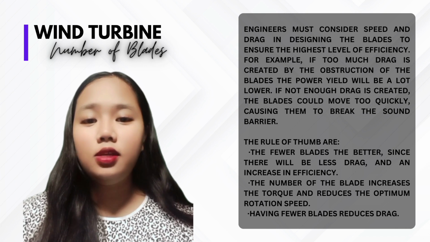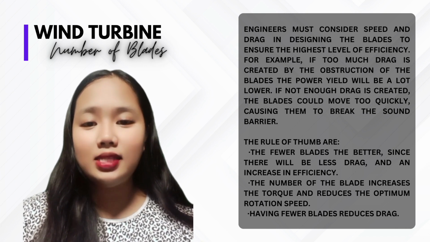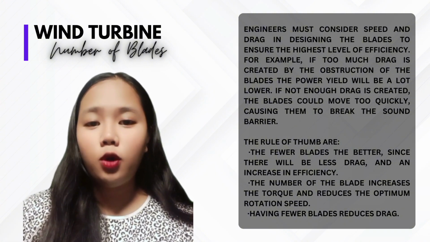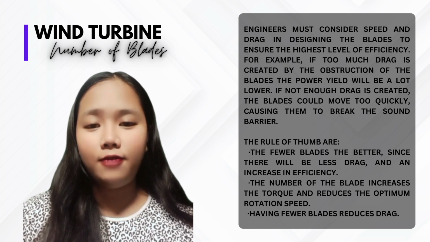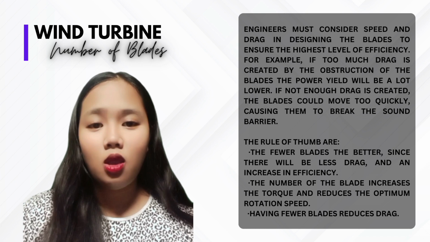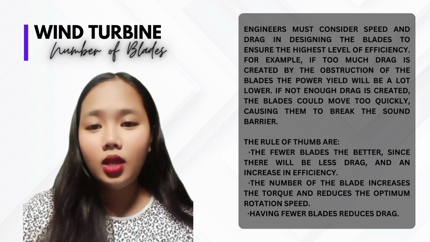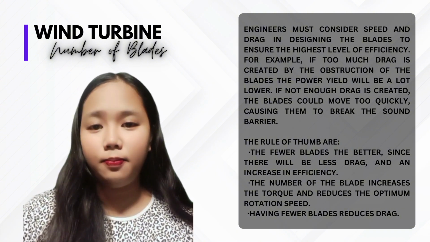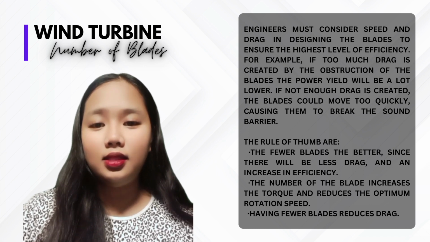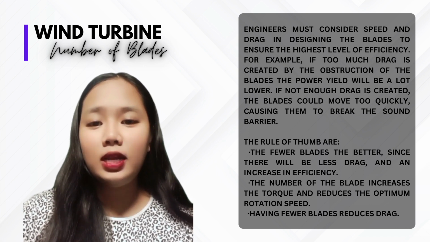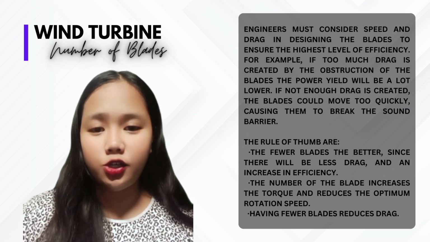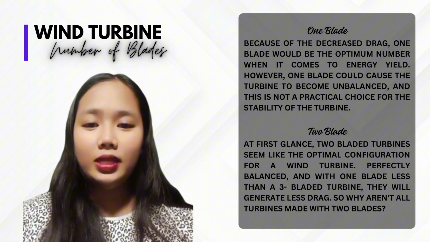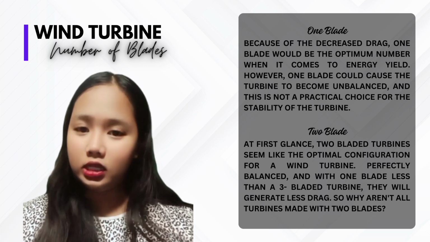Now, let us further explain why 3 blades are the best design of all. Here is now the question. If I'm going to ask you, which one would rotate faster under the same circumstances, 1 blade or 3 blades? The one that will rotate faster under the same circumstances is the 1 blade, simply because the fewer blades, the lesser drag. Mas maliit yung drag, mas mabilis yung kanyang magiging rotation. 1 blade. Because of the decreased drag, 1 blade would be the optimum number when it comes to energy yield.